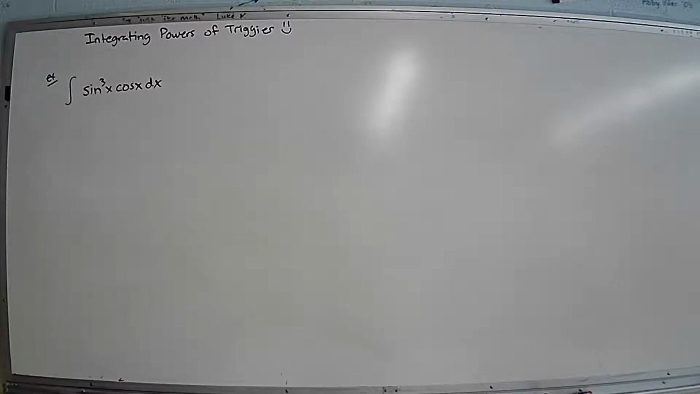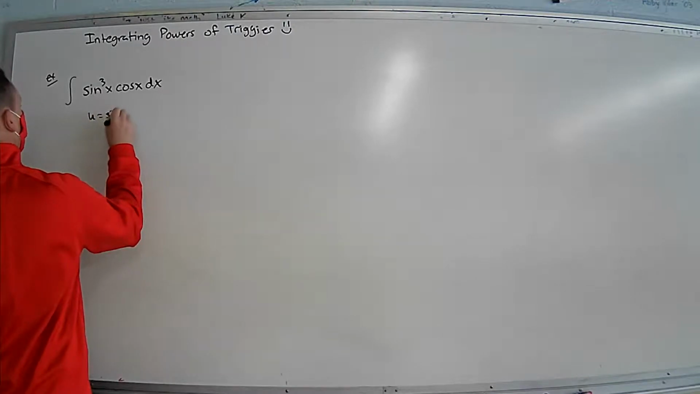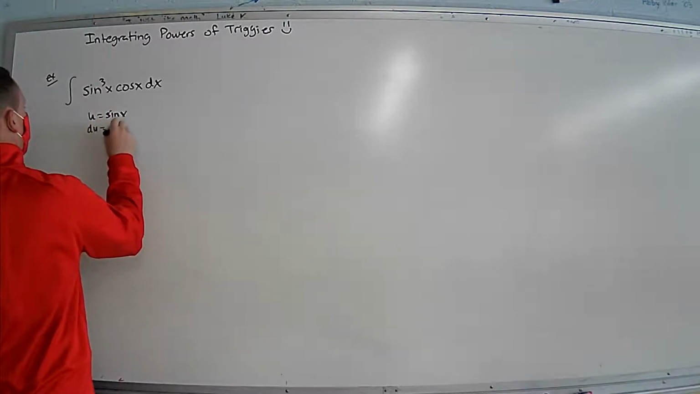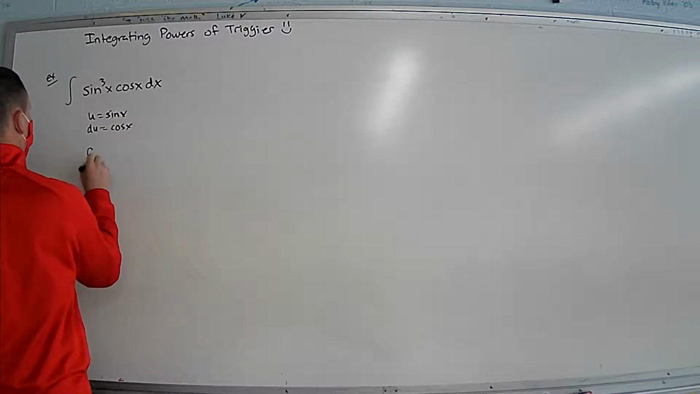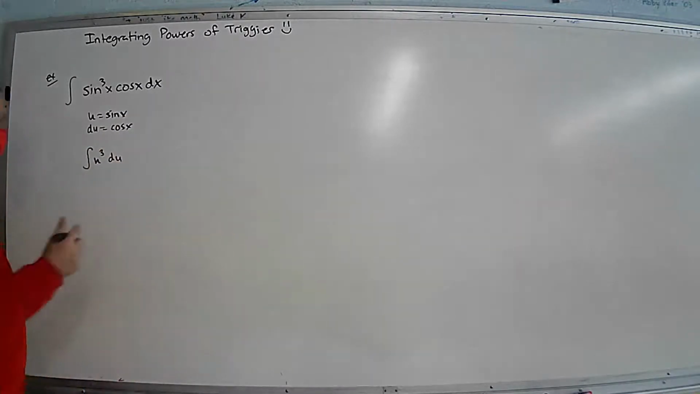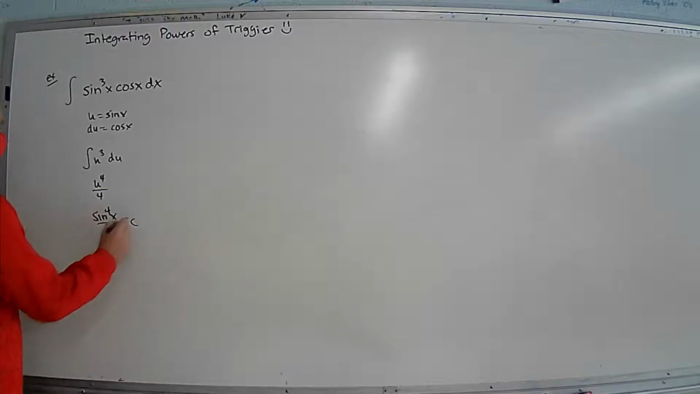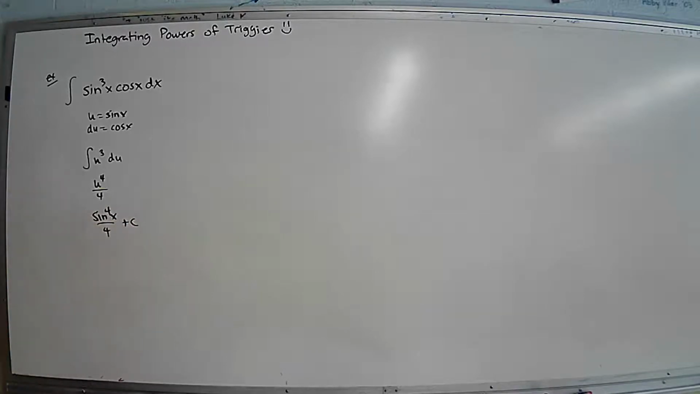So how do we do this? Ross, how do you do this? Do u-sub. What's u? Sine of x. u is sine of x. du is cosine of x. Look at that, u cubed du. This is like textbook u-sub, right? u to the fourth over 4, so sine to the fourth over 4 plus a big old bag of chips. Okay?